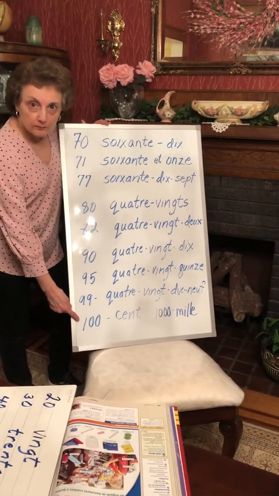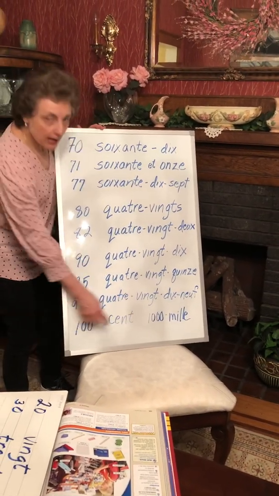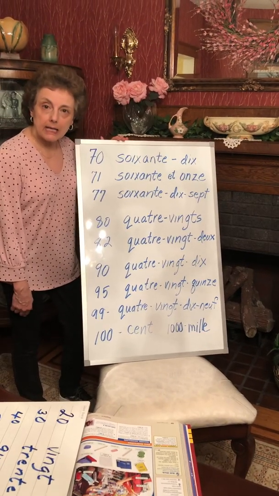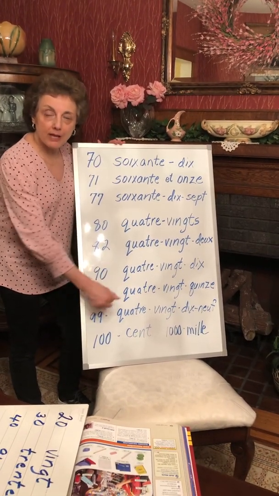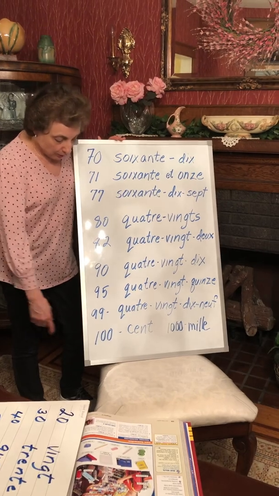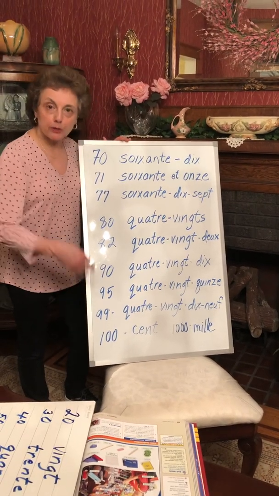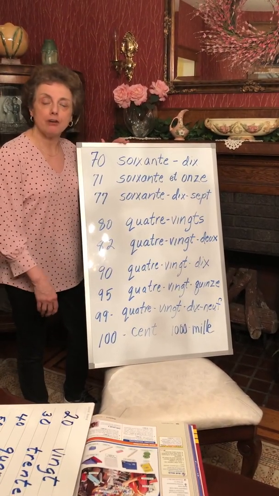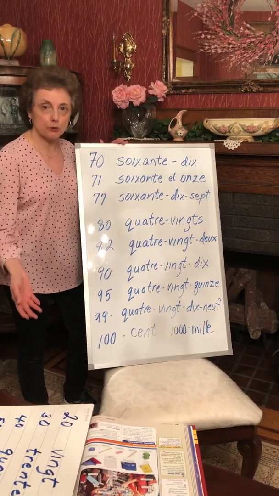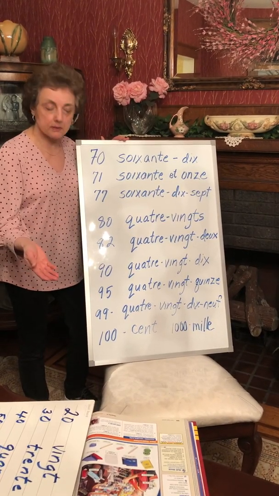100 is cent, C-E-N-T, and 1000 is mille, M-I-L-L-E. Mille is not in your book. Please add that to your notes. When you're making compounds of 100, if you want 200, 500, etc. Just put the number in front of the word 100.